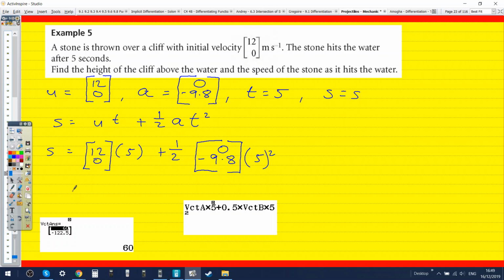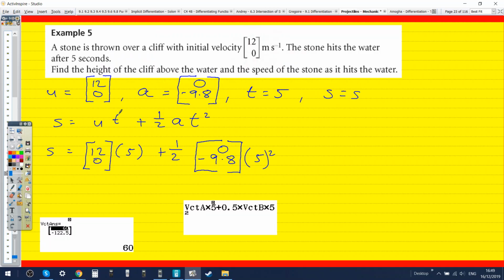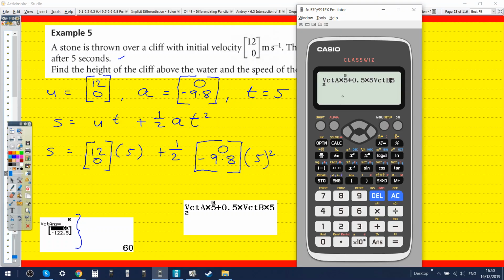So this vector, so the height of the cliff, let's see. A stone is thrown over a cliff. The stone hits the water after 5 seconds. And so, which of these represents the height? Is it 122.5? Yes. Because when it hits the water, it's at minus 122.5, that means the height is 122.5. And we actually had to find the speed at which the stone lands.